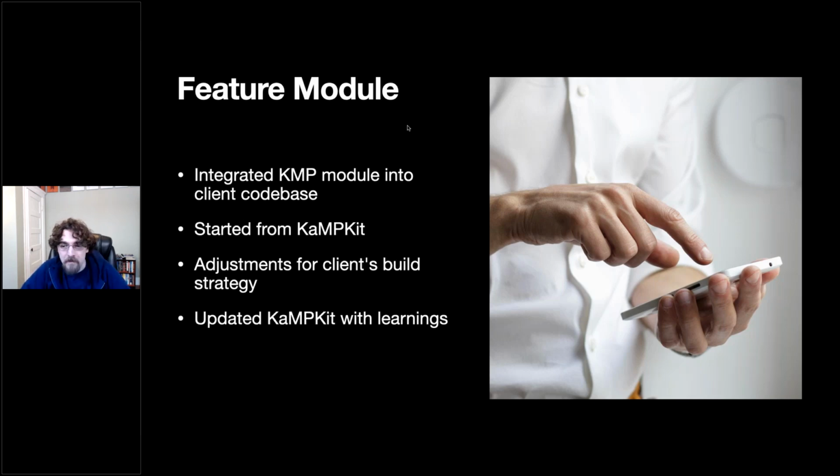So we had to make some changes to plug it into the client's build system, and in particular, their iOS code lived in a different repository than their Android code. So we did a bunch of work around being able to toggle between building the shared framework from source, or just referencing it as binary. And it's been nice working with clients and being able to go back and update CampKit with the learnings that we've had from using similar configurations in production.